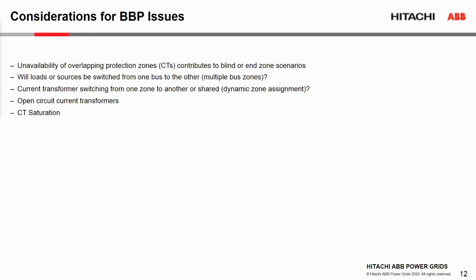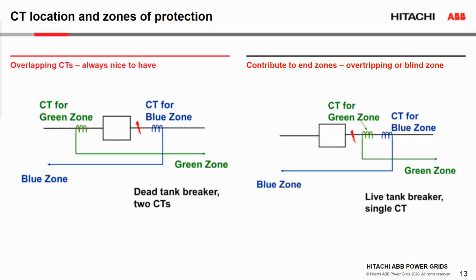in the next couple of slides. First is CT location and zones of protection. Ideally, you would like to have overlapping CTs across every breaker. And typically for dead tank breakers, you have groups of CT cores on each side, and you can achieve this type of overlapping without any issues.